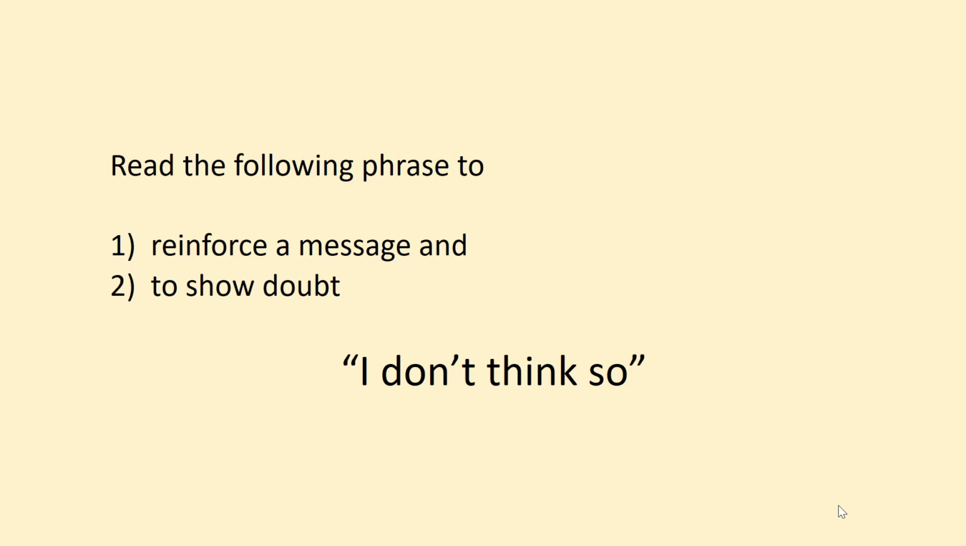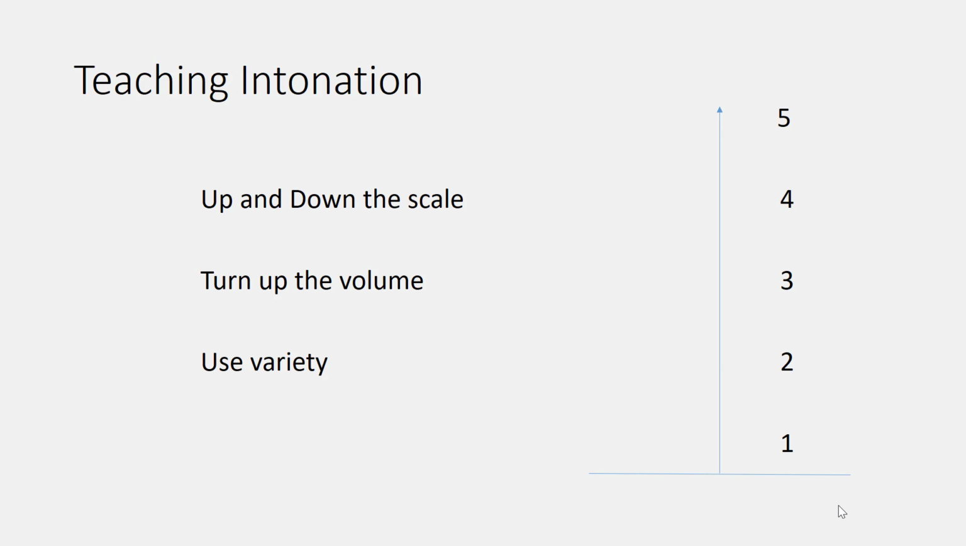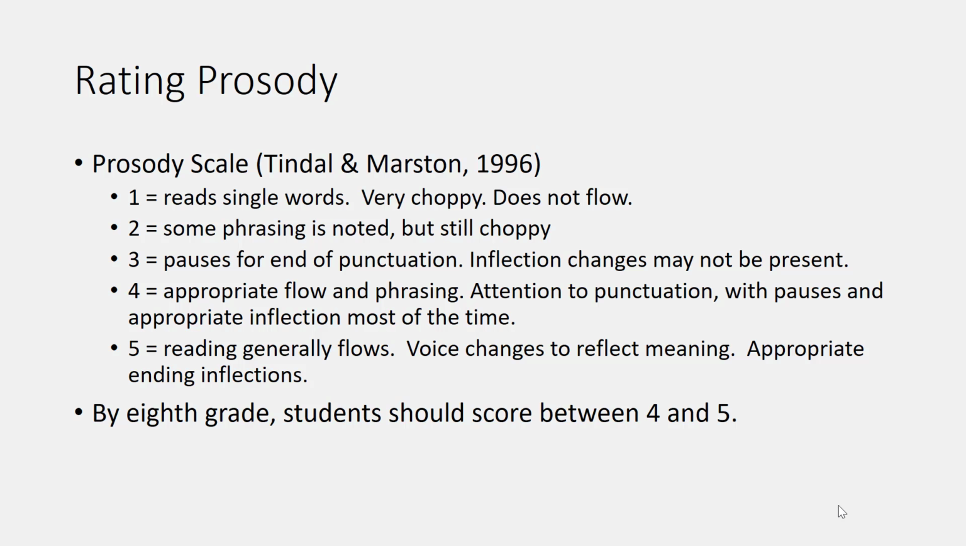or something else. Read the following phrase, "I don't think so," in two ways. 1, to reinforce a message, "I don't think so," and 2, to show doubt, "I don't think so?" We can teach intonation using the up and down scale. You can have students turn up the volume of their voice and use variety in their expression.